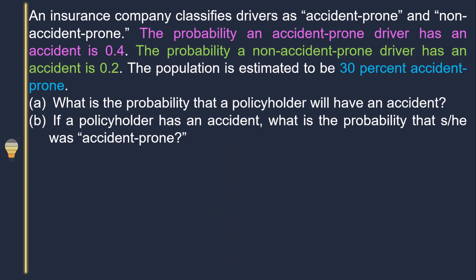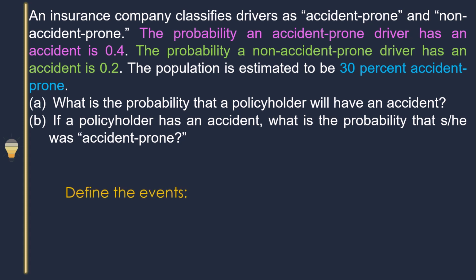Please pause the video and read the problem. Alright, let me explain this example. First, please tell me how many major events are here. There are two major events.